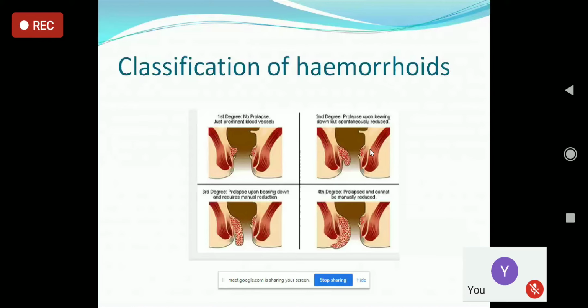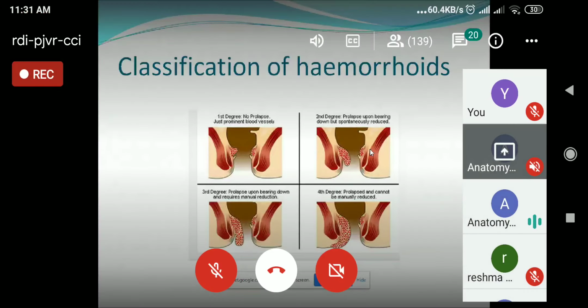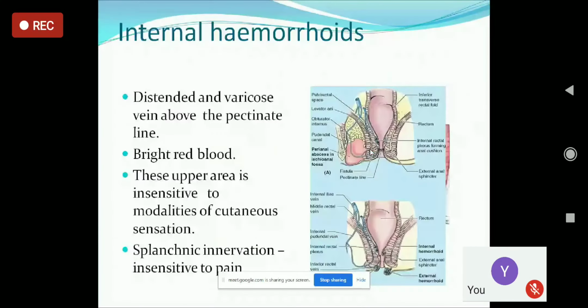So I'll repeat all these structures. First, we'll discuss this. Is that clear up to here?